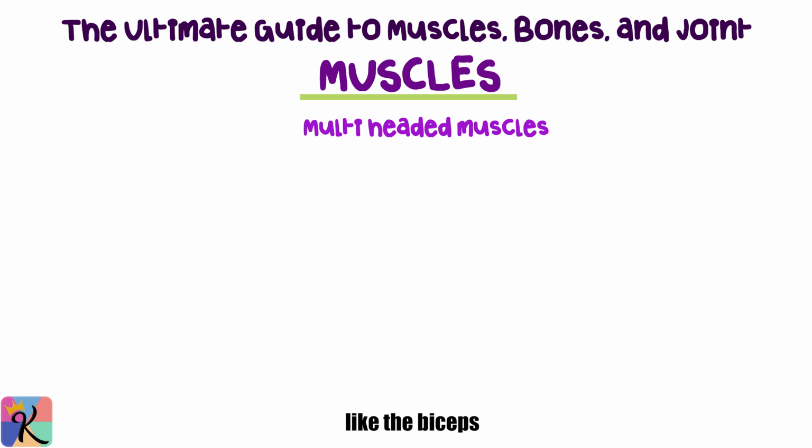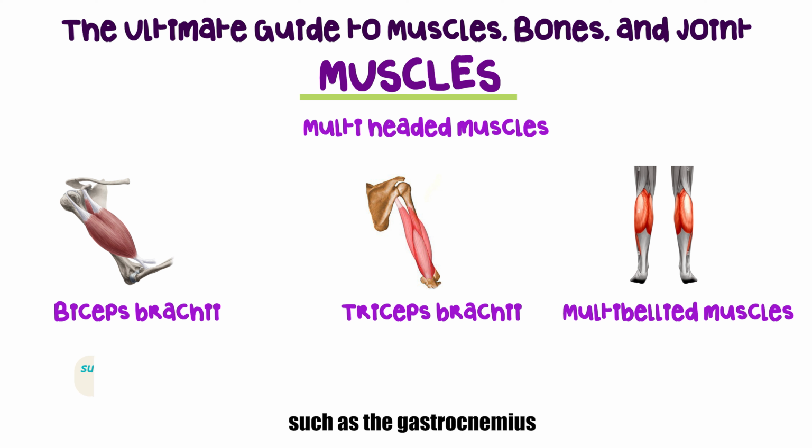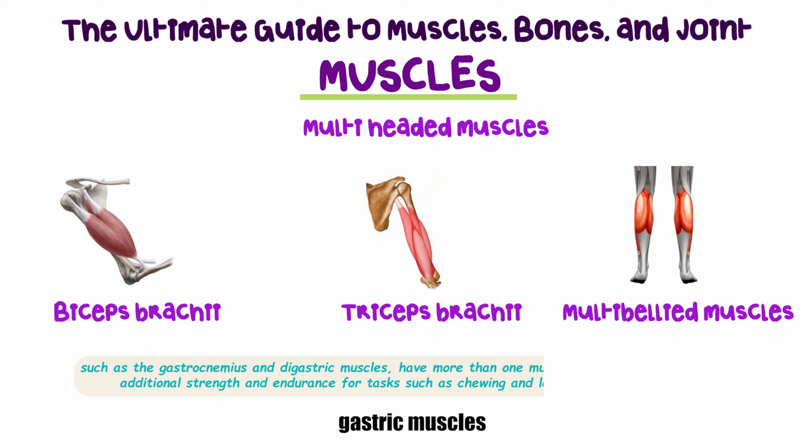Multi-headed muscles, like the biceps brachii and triceps brachii, have multiple origins or heads that converge into a single tendon. Multi-bellied muscles, such as the gastrocnemius and digastric muscles, have more than one muscle belly, providing additional strength and endurance for tasks such as chewing and leg movement.